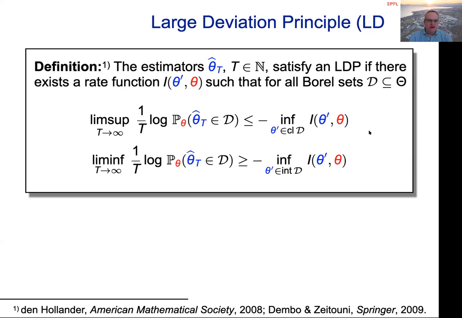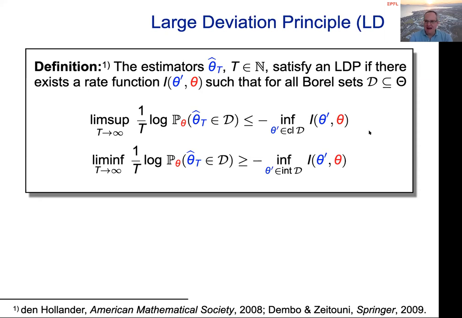So the left-hand side of the two inequalities here on this slide essentially represents the exponential decay rate of the event that the statistic theta hat T falls into the Borel set D. The first inequality therefore states that this decay rate should be at least as large as the I distance, with respect to the rate function I, between theta and the closure of the set D. And the second inequality states that this decay rate should be at most as large as the I distance between theta and the interior of the set D.